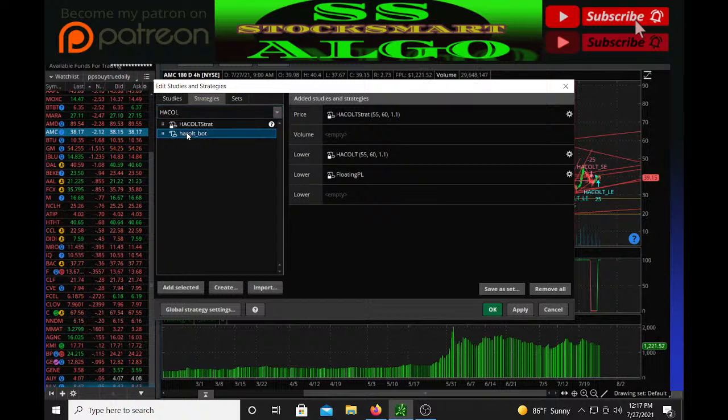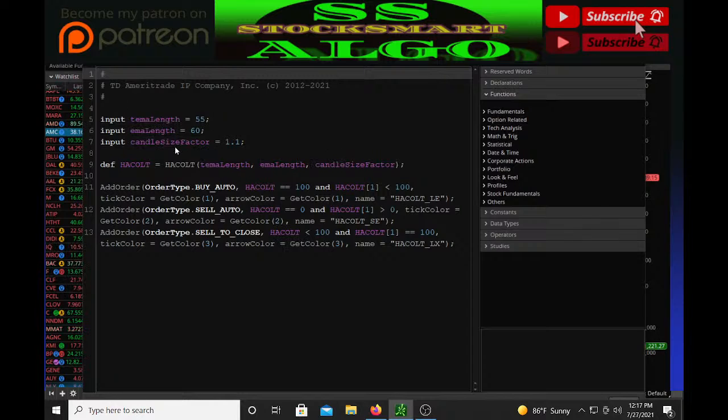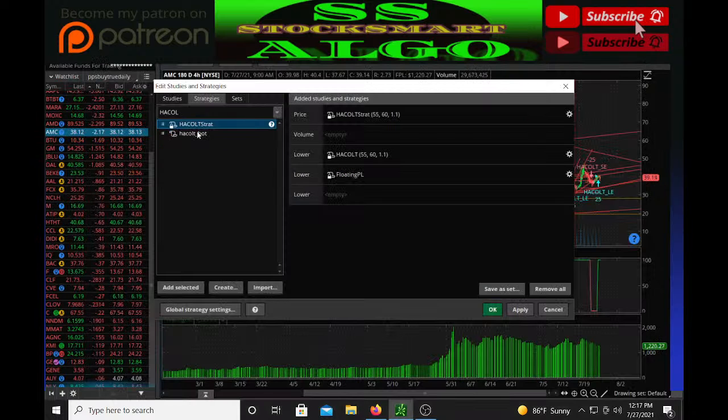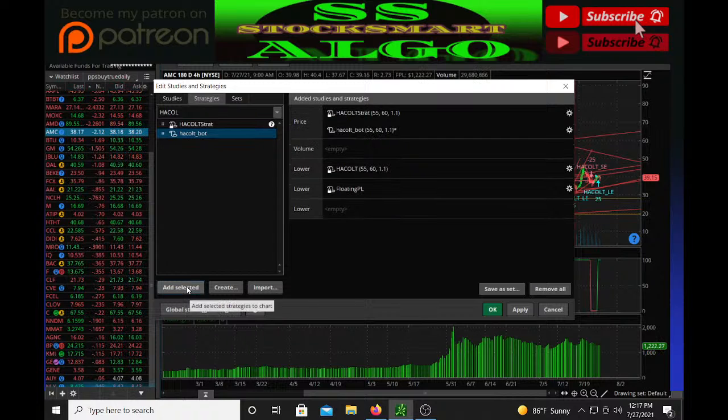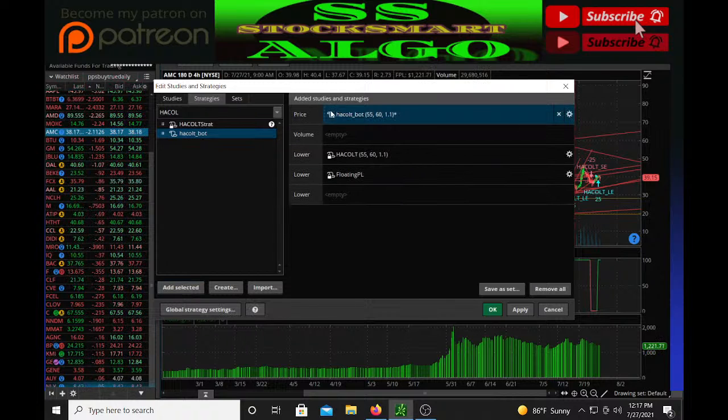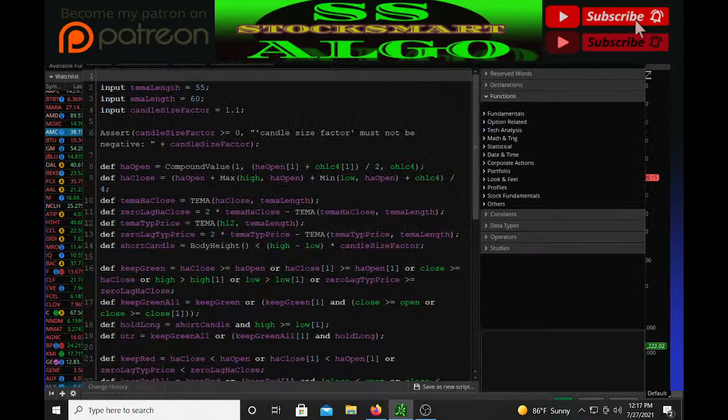So we'll pull up our HA Colt bot. Let's check this and see what we've got. Input TEMA, EMA, define HA Colt, add order, buy auto, add order. Okay, so chances are if I want my scans to work, I need to take the information from this. Although my scans do work, they don't continue to work. They work when I build them, but then they don't work later. All right, let's check out this strategy. And, okay.